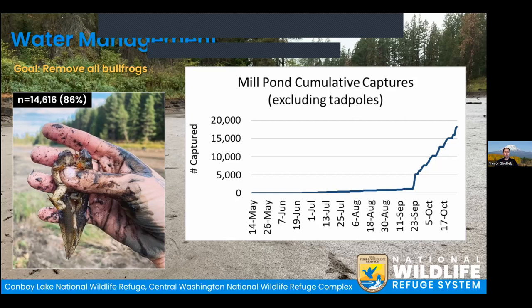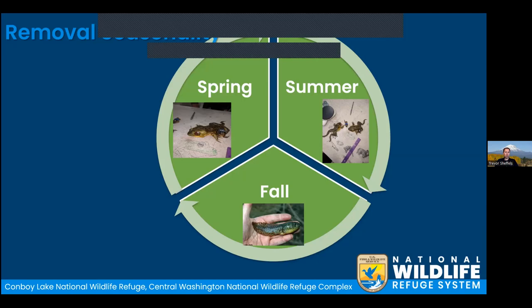And from here, I will pass it on to Robin to talk some more about some of the seasonality patterns of how we're doing the removal.